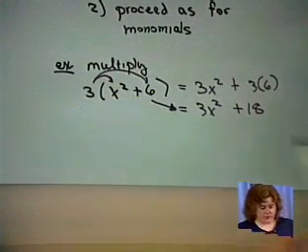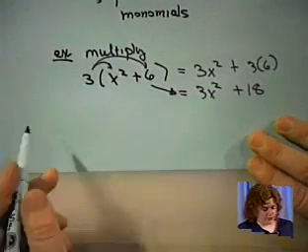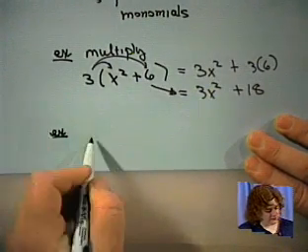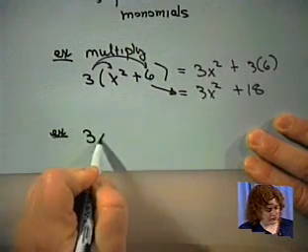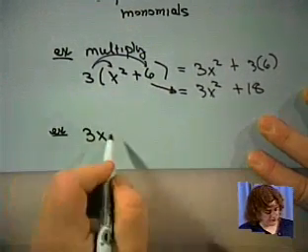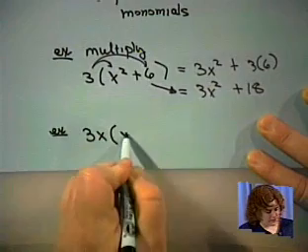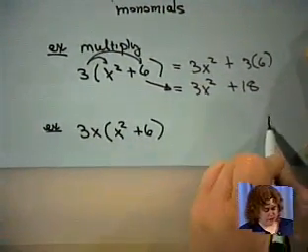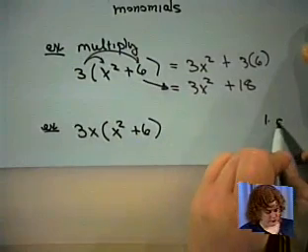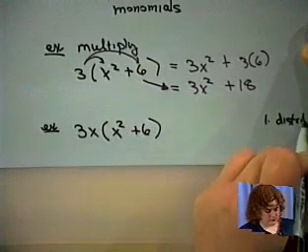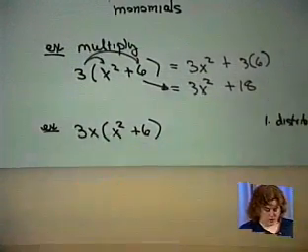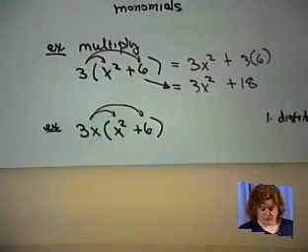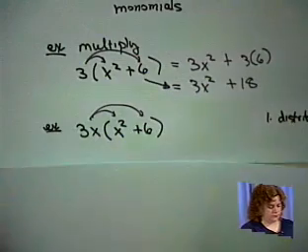Let's apply this in a slightly more interesting case. We'll just add an x out front. So we've got a 3x. It'll be almost the same problem, times x squared plus 6. And again, we'll start with the distributive property. That's our first move. So drawing arrows is especially useful in larger problems to keep track of what you're doing.